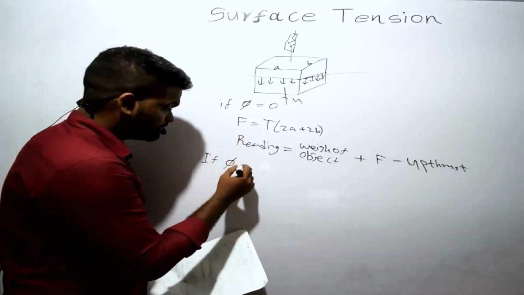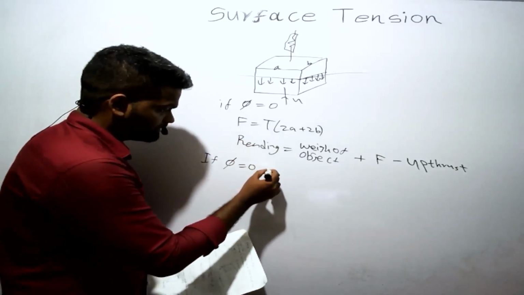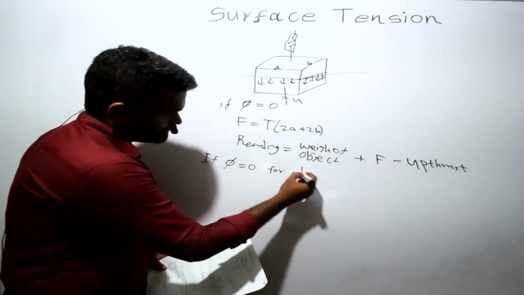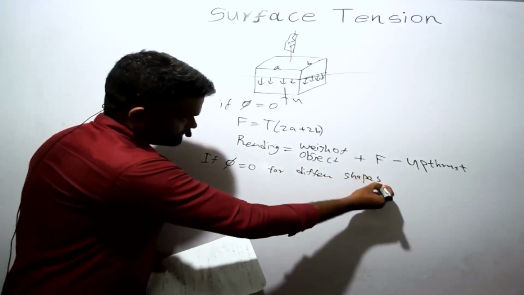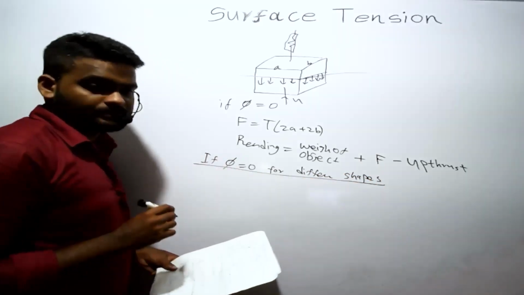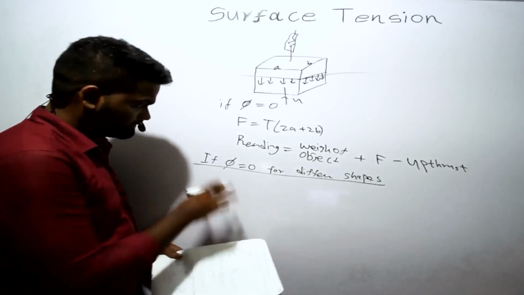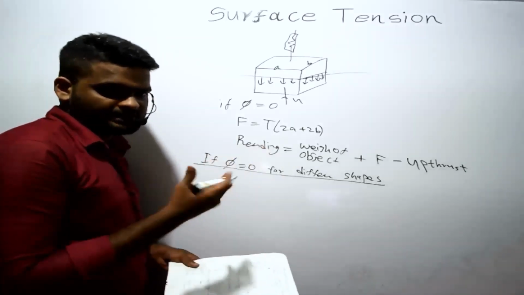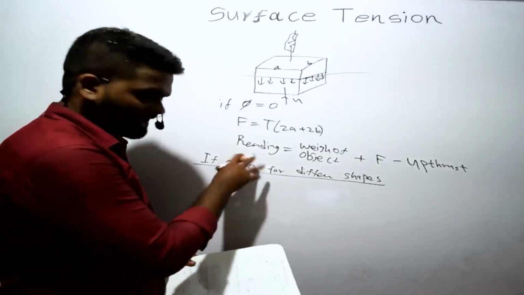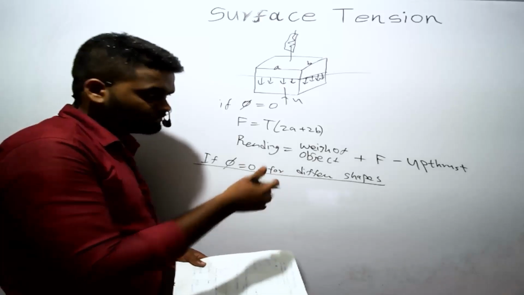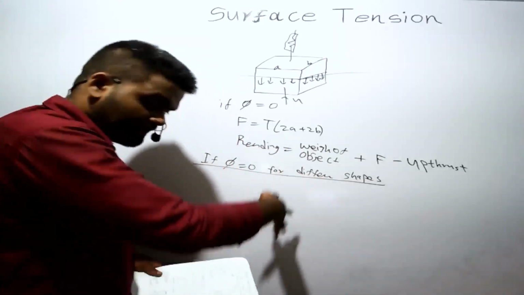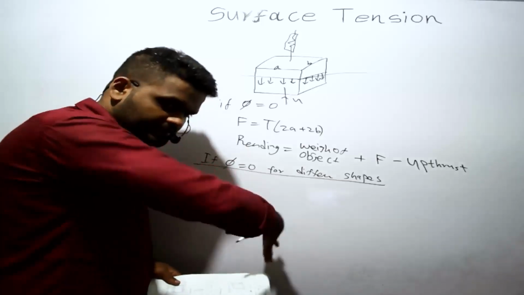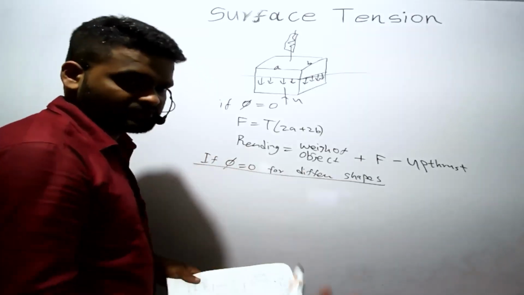Below this, if phi equals 0 for different shapes, this is a small part. For different shapes, if we consider phi to be 0, then it is less complicated. If phi has a value, you just have to get the cos phi, that's all. Cos phi or it could be sin phi. Anyway, the vertical component, depending on the question. It depends on the question.